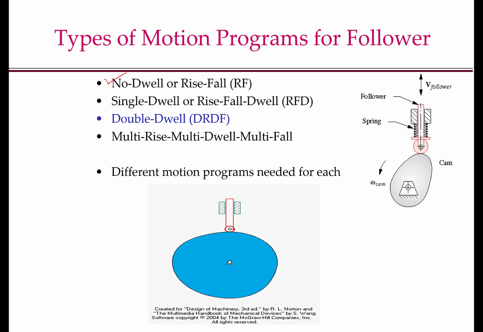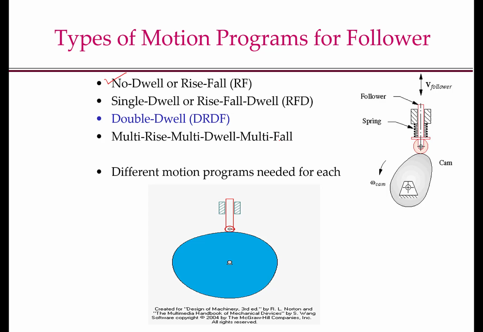We can also have double dwell motion of the follower, which is what you saw in the valve operations that we had seen before. And in the double dwell, you dwell at one position, then you rise, then you dwell again, and then you fall. Of course, we can generalize this to multi-rise, multi-dwell, multi-fall motion.